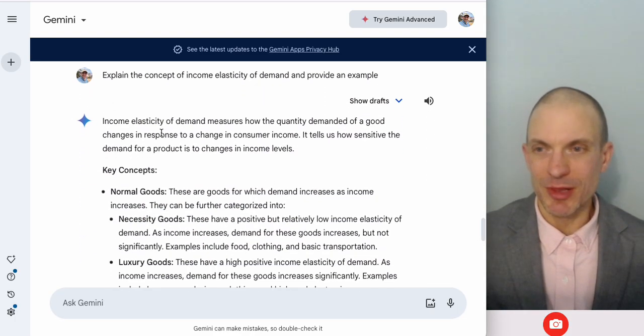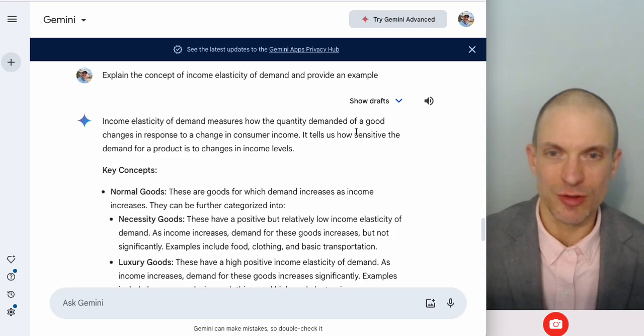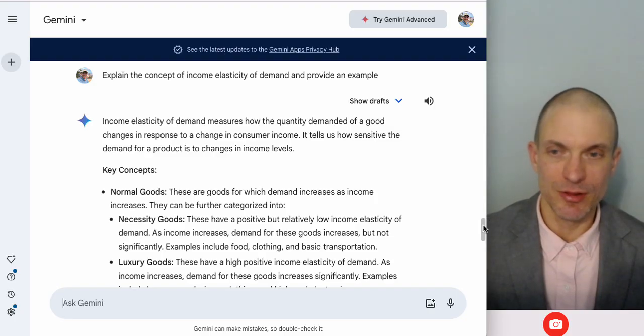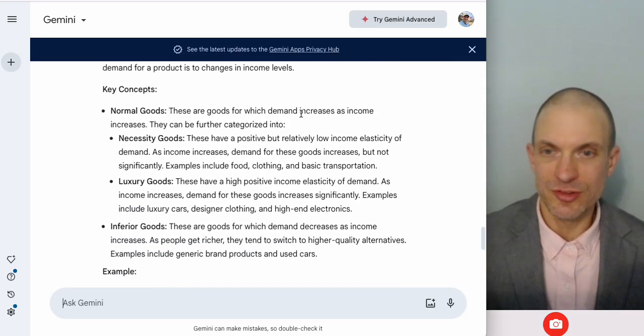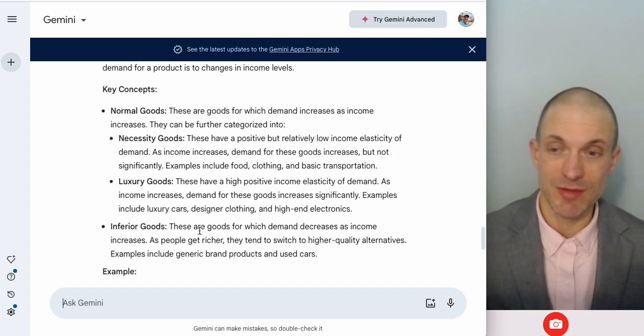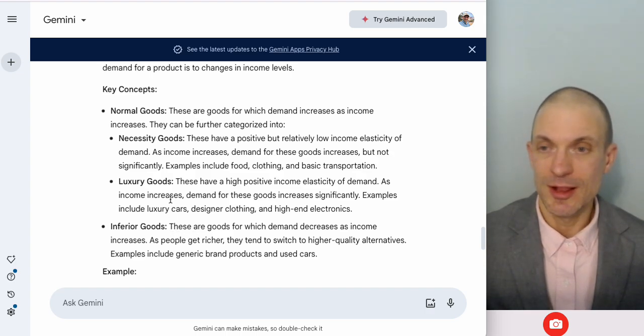Okay, so income elasticity. Income elasticity measures how the quantity demanded changes in response to a change in consumer income, telling how sensitive the demand is to changes in income level. That's all correct. Normal goods, these are ones where demand increases as income increases. That's right. It'd give us a positive income elasticity. For inferior goods, this is where demand falls as income rises. That would give us a negative income elasticity.